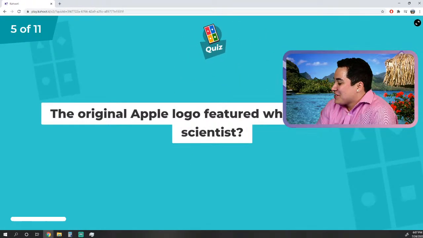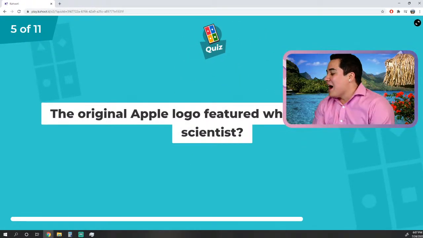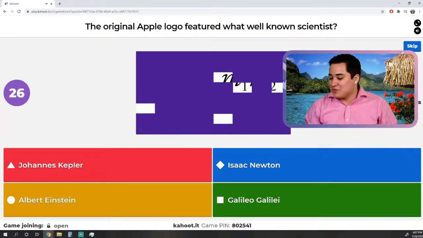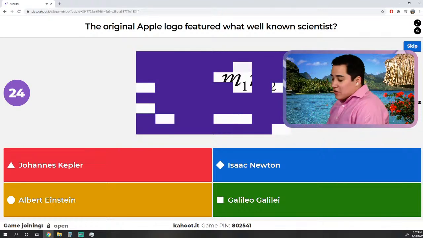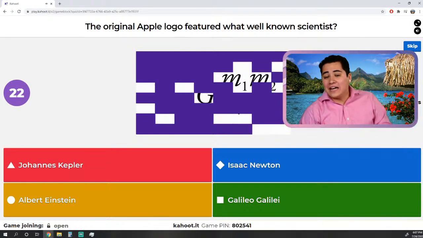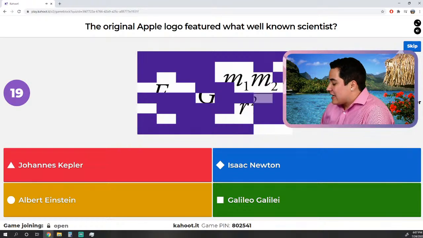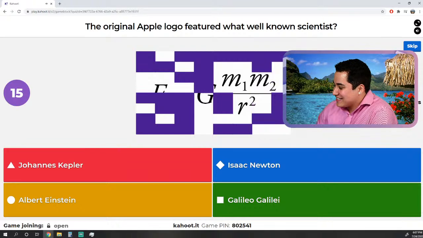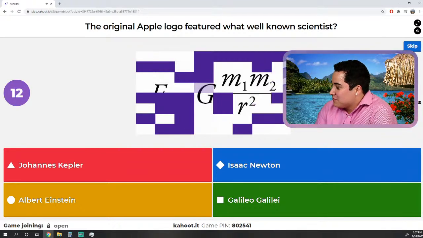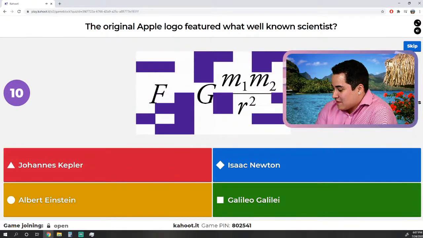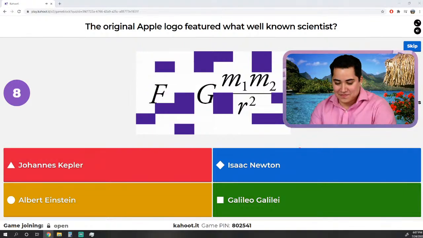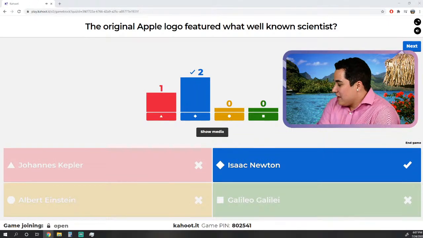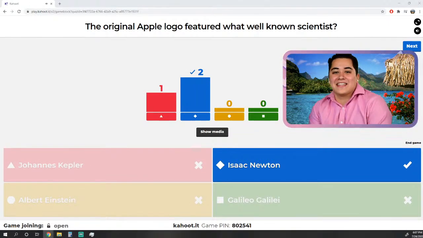Let's keep moving on. Question number 5. The original Apple logo featured what well-known scientist? Not the current one, but the original one. Was it Kepler? Was it Newton? Was it Einstein? Or was it Galilei? Galilei. That guy. He made this beautiful formula. Nope, wrong screen. Yep, the answer was Newton, and that it was.